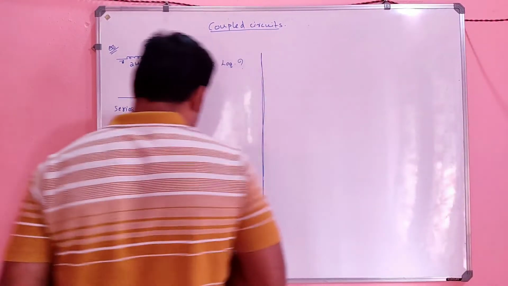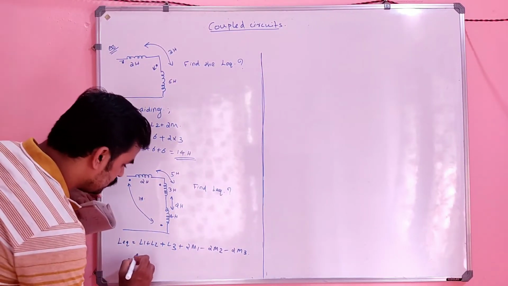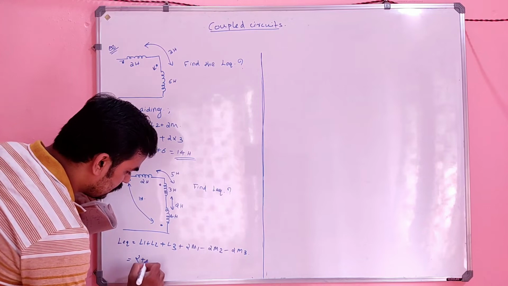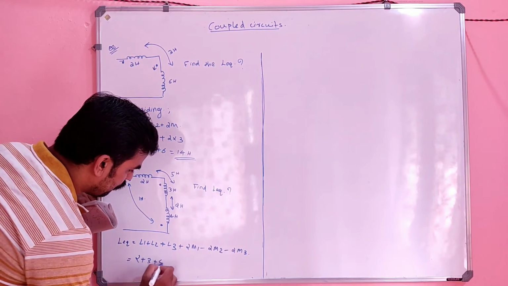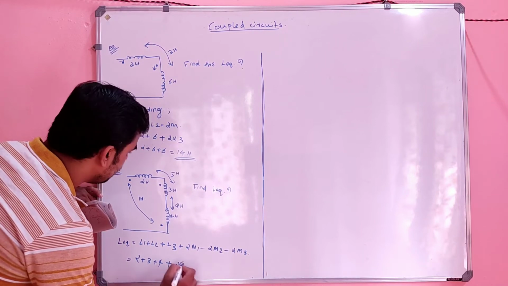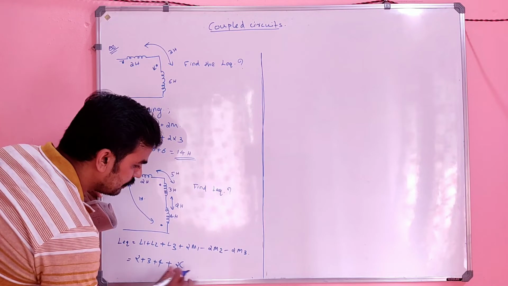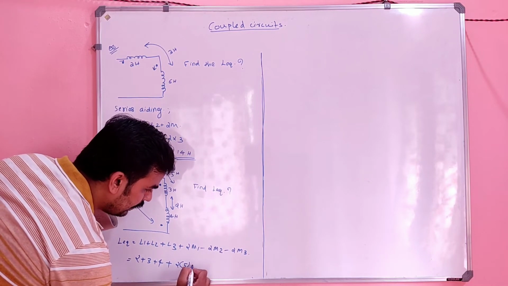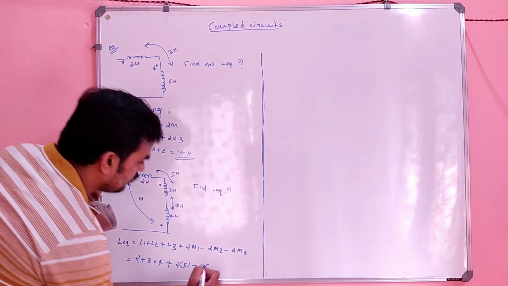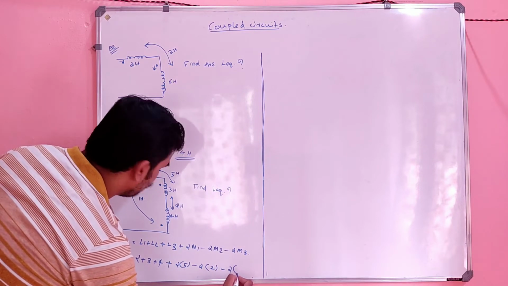Substitute the corresponding values here. What is L1 here? It is 2 plus 3 plus 4, right? Plus 2 into M1, which is nothing but 5, minus 2 into M2, which is 2, minus 2 into M3, which is nothing but 1.